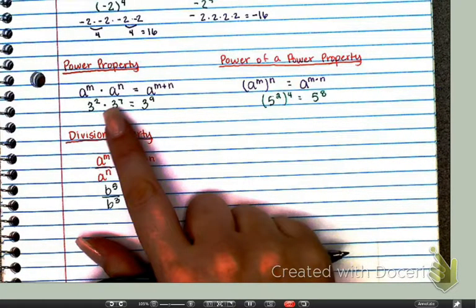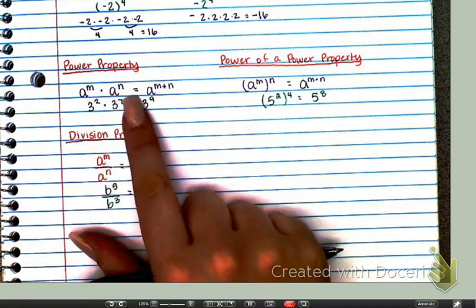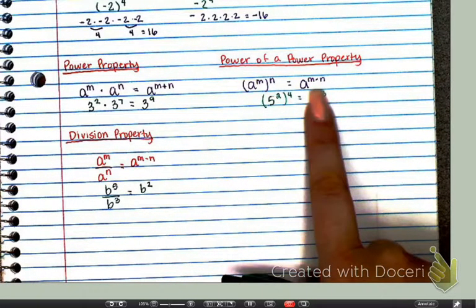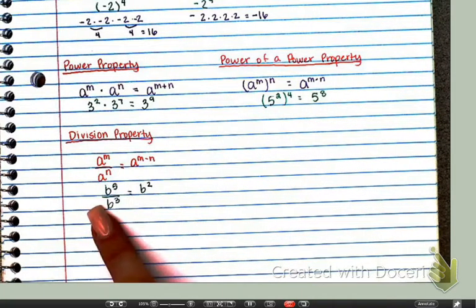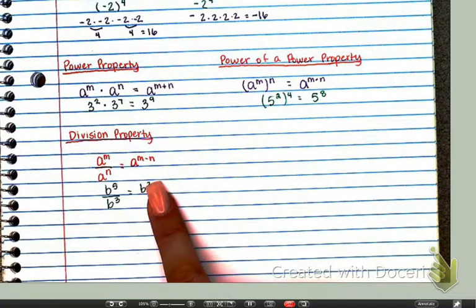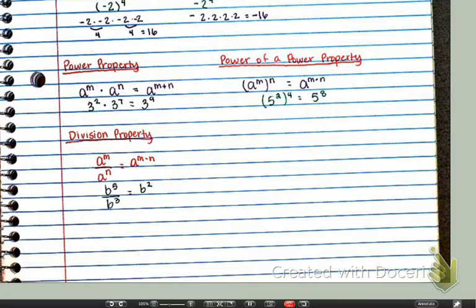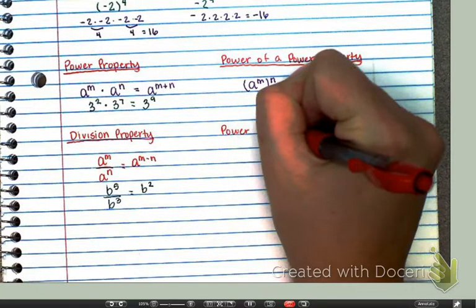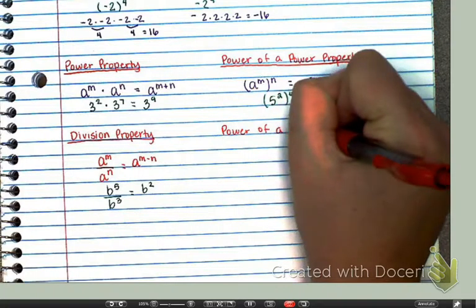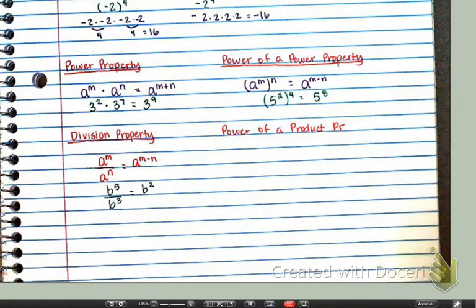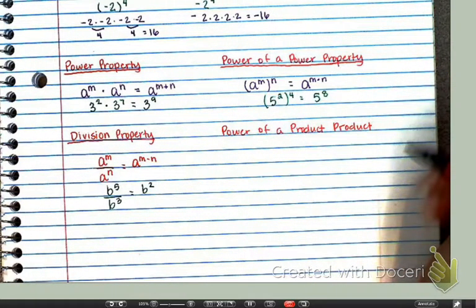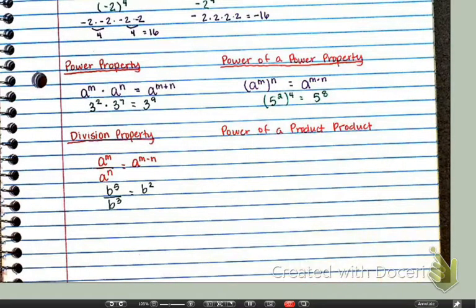Okay, so again, power property: when you're multiplying two powers, you add exponents. When you have a power to an exponent, you multiply the exponents. When you're dividing powers, you subtract exponents. Couple more. Power of a product property. And I don't care that you know the names. You just need to understand the rules. Whoops, don't write product twice. That should say property.